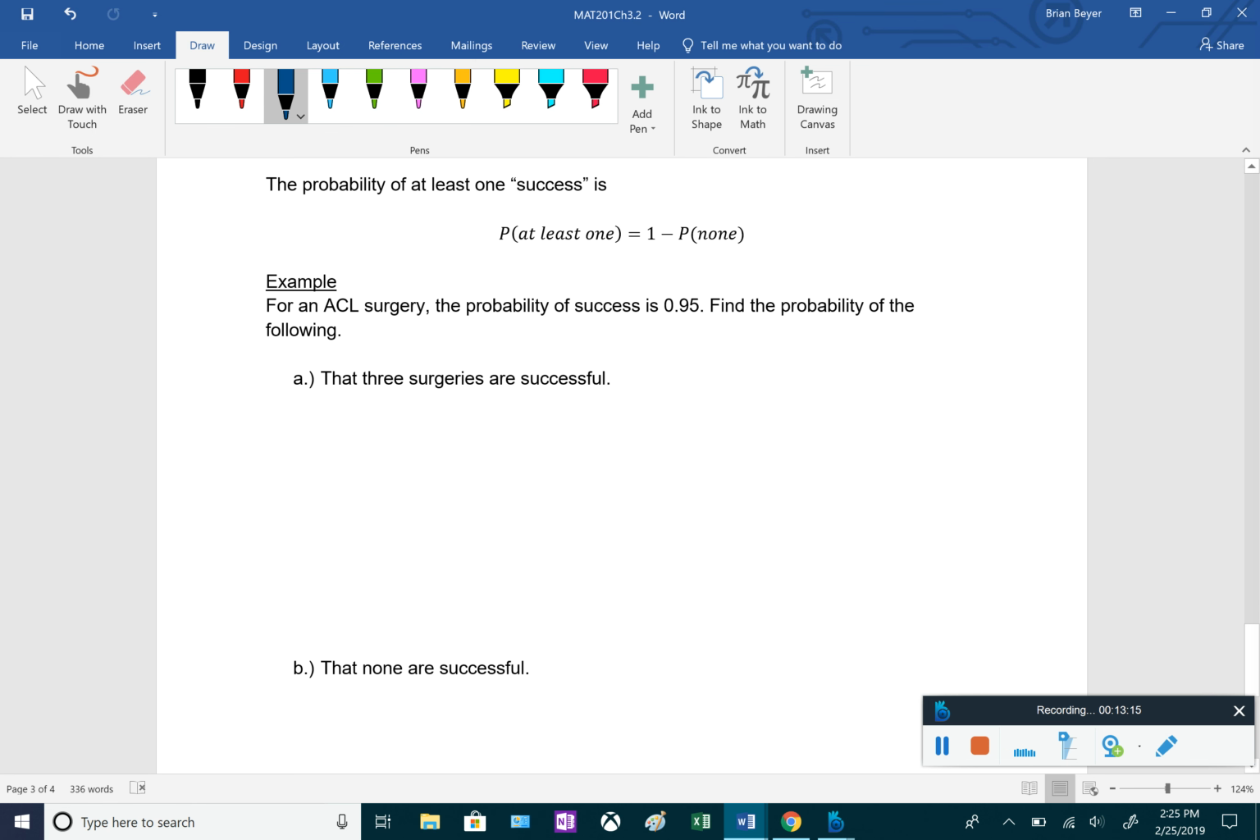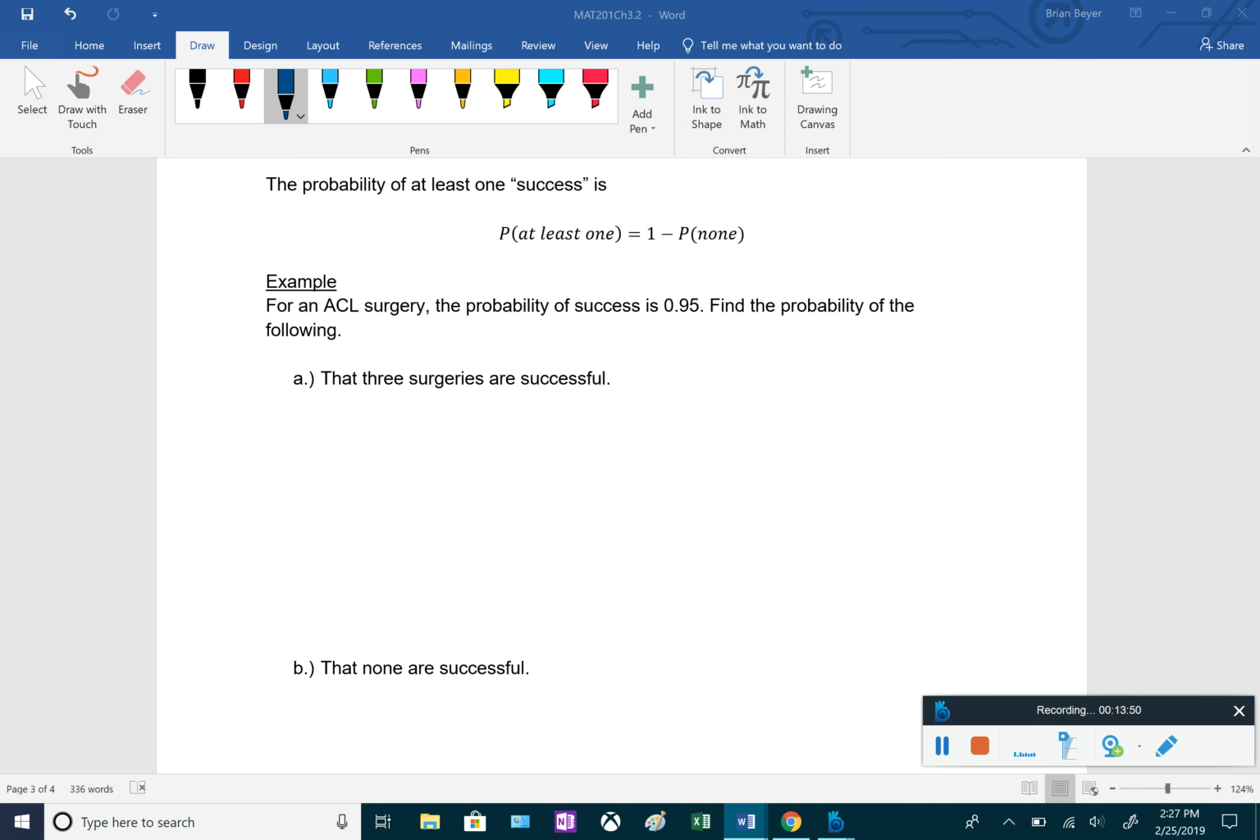Okay, for the last thing here, something that's going to come in handy is if we see a problem that says you're looking for the probability of at least 1. That means it could be 1, it could be 2, 3, as many as there are trials. The shortcut way to do this is the probability of at least 1 success is 1 minus the probability of no successes, or 1 minus the probability of none. So we'll see this in a few seconds here.